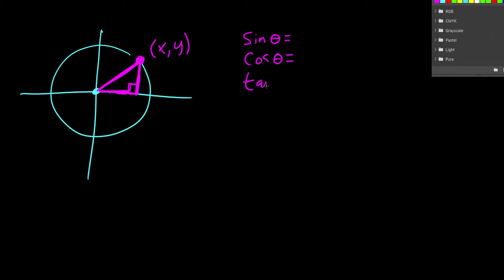sine, cosine, and tangent. And so this side we're going to call y, this side we're going to call x, because the length of it goes to that x value, and the length of this goes to the y value. And then the hypotenuse we're just going to call 1, because it's a radius of the unit circle, which is just 1.